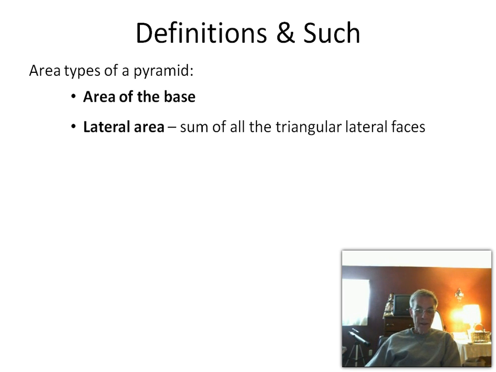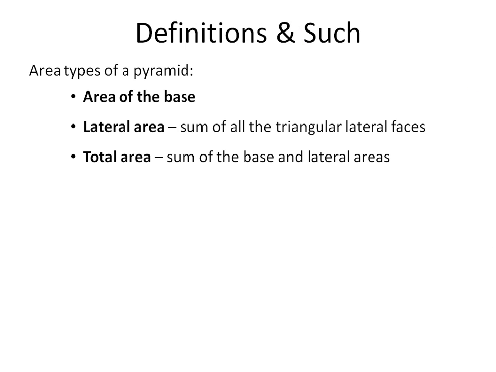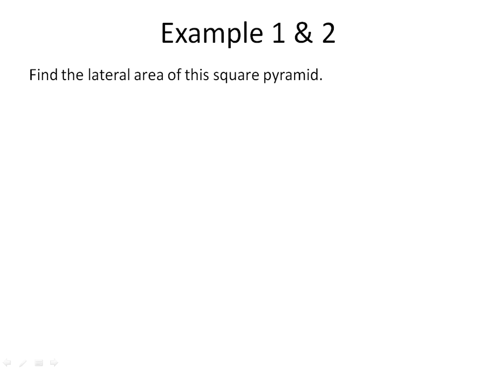Okay, the next type is called the total area, which is simply a sum of the first two, the area of the base and the lateral areas put together. That will give you the total surface area of the pyramid. Okay, so let's take a look at example 1 and 2.